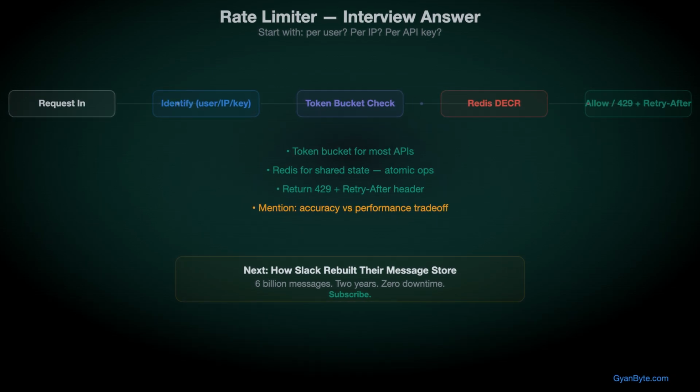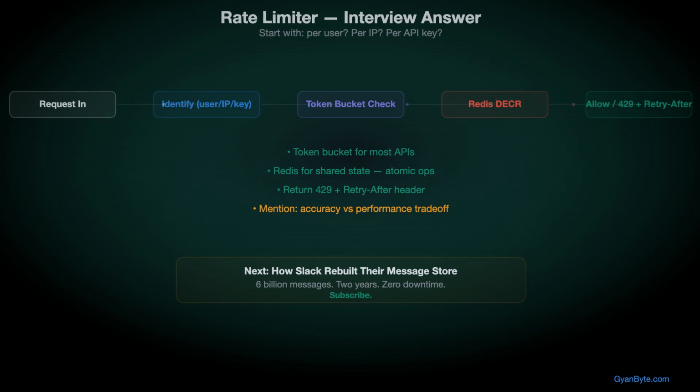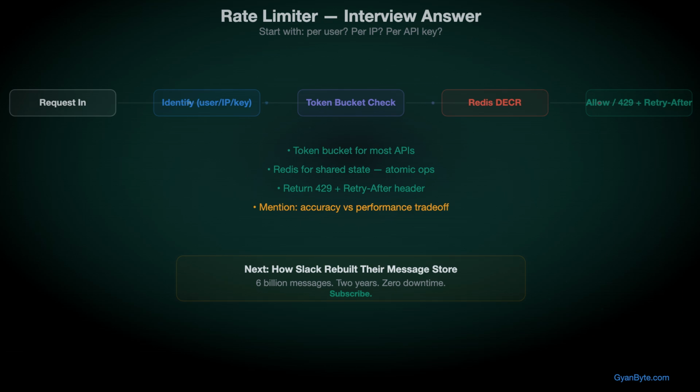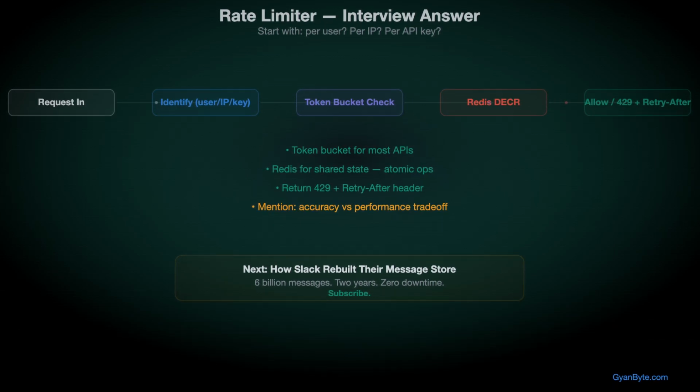The trade-off to name explicitly in the interview. Centralized Redis gives you accuracy at the cost of 1 millisecond per request. You could use local counters with periodic sync for low latency, but you lose exactness. State this trade-off. Interviewers aren't looking for the right answer. They're looking for evidence that you've thought about what you're giving up.